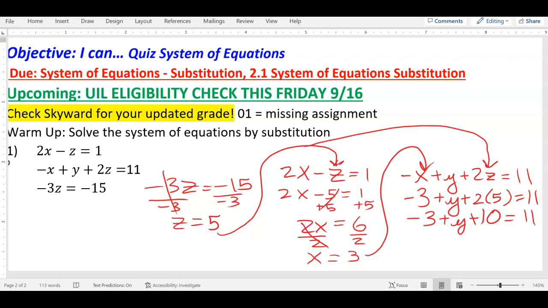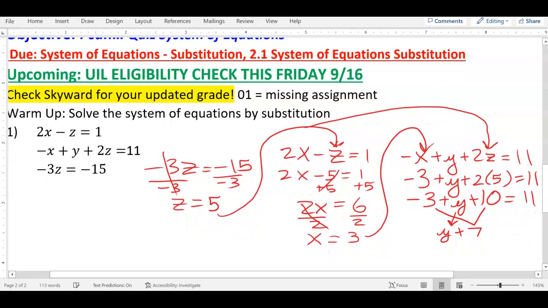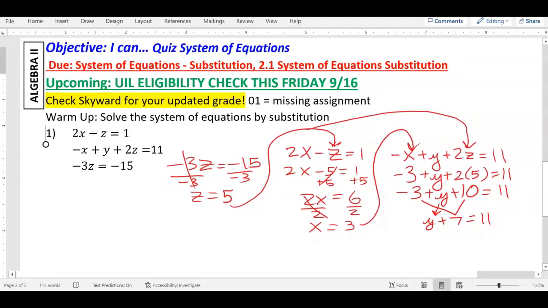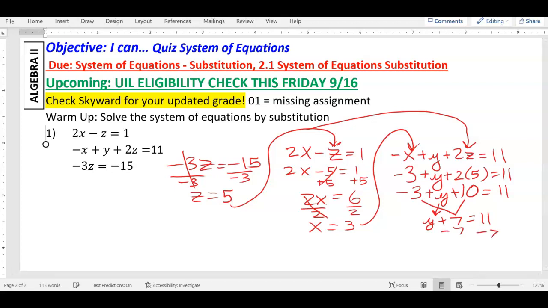But I'm going to combine like terms. Negative 3 plus 10 is 7. Bring down the y. It's positive, so I'm going to make it y plus 7 equals 11. Okay, last step, to get rid of that plus 7, subtract. 11 minus 7 is 4. Okay, 11 minus 7 is 4. All right. Now, I'm going to write my answer.